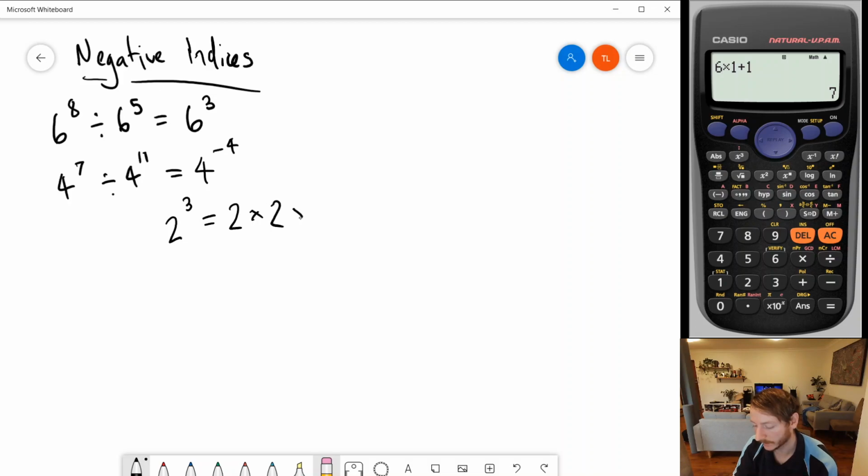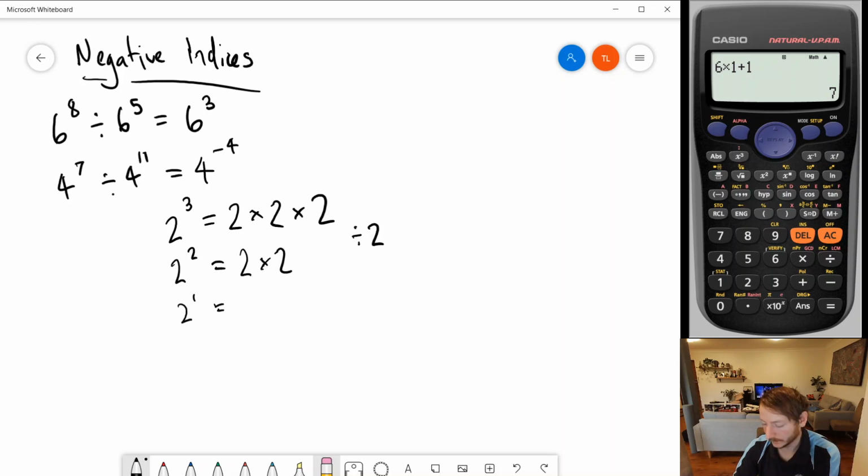in expanded form is 2 times 2 times 2. 2 to the power of 2, or 2 squared, is 2 times 2. To get from here to here, I divided by 2. 2 to the power of 1. Well, again, I divided by 2. You might remember when we were looking at 2 to the power of 0, why does that equal 1? Well, you can see if we keep dividing by 2, 2 divided by 2 gives us 1.